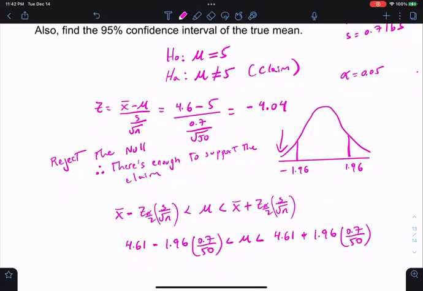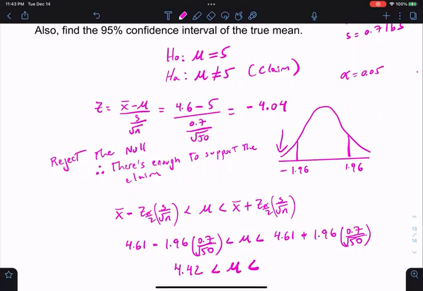Okay, so 1.96 times 0.7 divided by the square root of 50. Don't forget, this is the square root of 50, and this is also the square root of 50. Then 4.61 minus this number, so we get 4.42 for the lower bound.